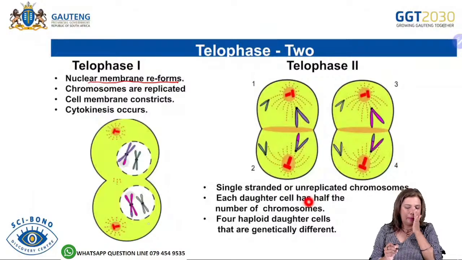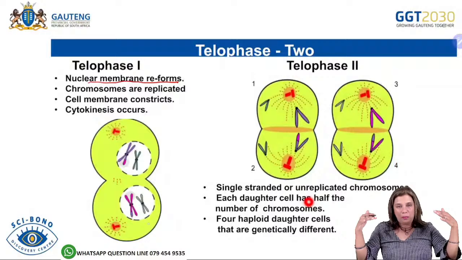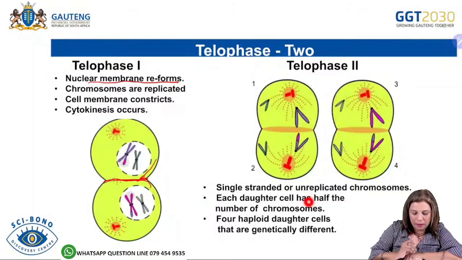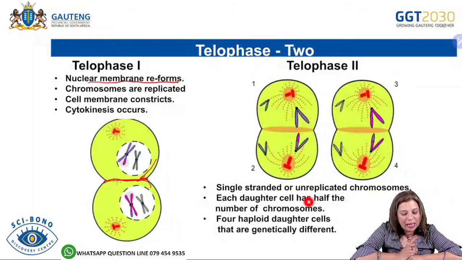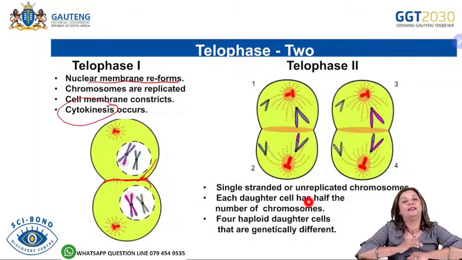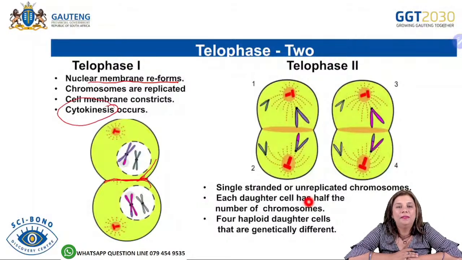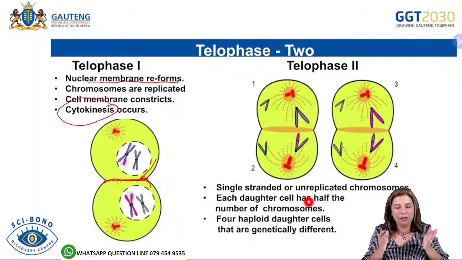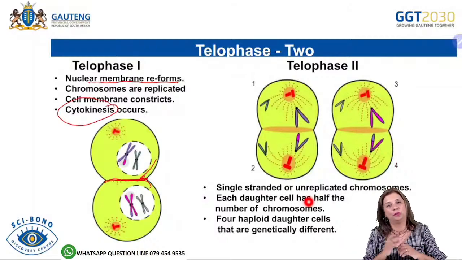Constricts means it is moving inward. Can you see there? There's the cell membrane, it's constricting, and eventually it's going to meet here. And then cytokinesis occurs. This term cytokinesis, you need to know what it is. Cytokinesis is the division of the cytoplasm into 2. Simple. Division of the cytoplasm into 2.